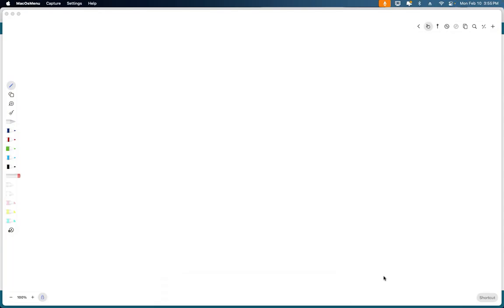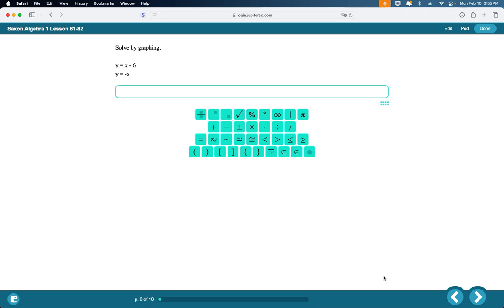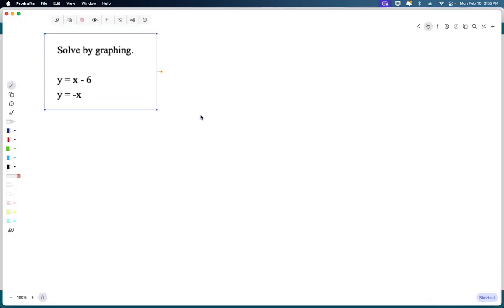All right, so let's look and see what problems we have that are going on here. And the ones that are having the most struggles are these solved by graphing problems. So let's pull that over. I'm going to copy and paste it over here into our drawing screen. All right, solved by graphing.